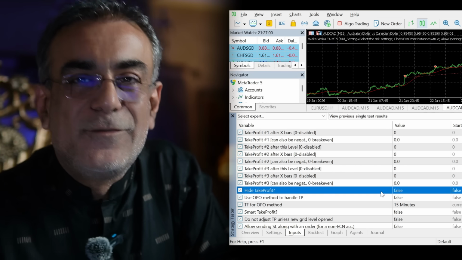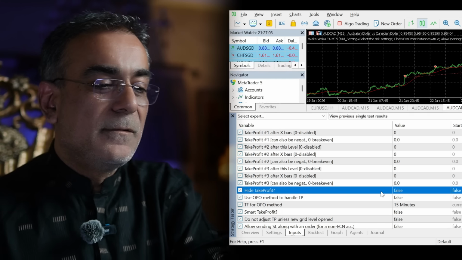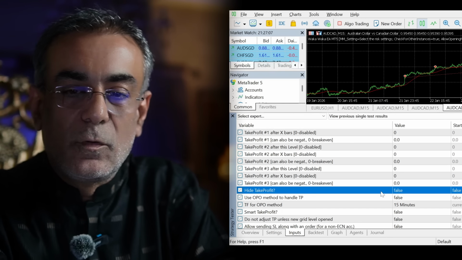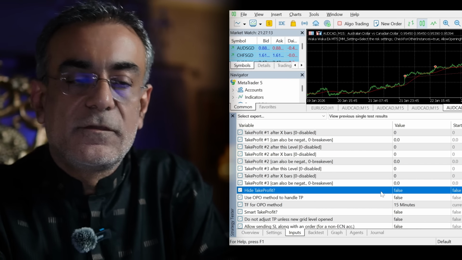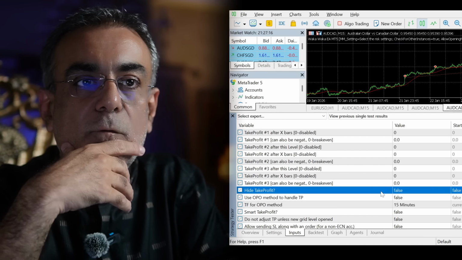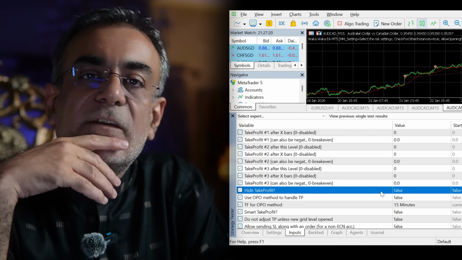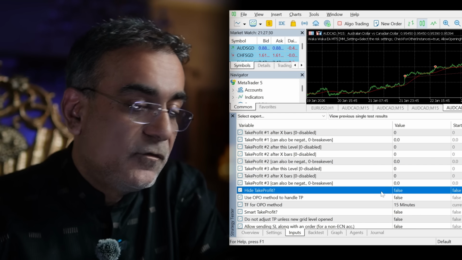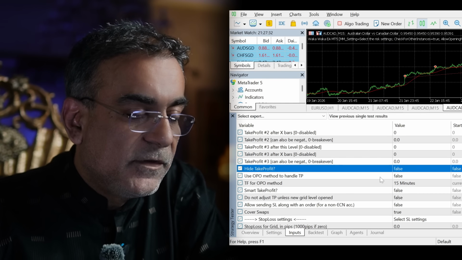Then hide the take profit, which is funny. I understand hide the stop loss, that you don't send it to the broker. Your broker might hunt stop losses. But take profit, well, I wouldn't mind if my broker hits my TP. That's just me making some profit. So hide take profit does not really make much sense, but fine, it's here in the EA.